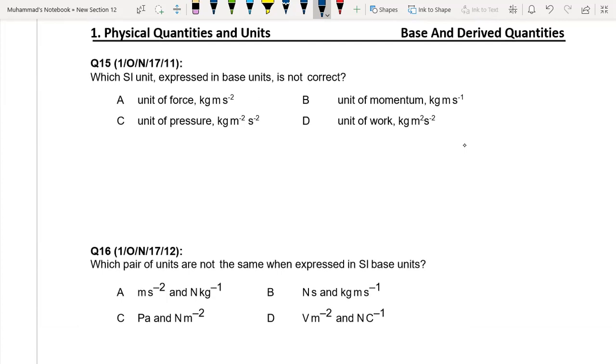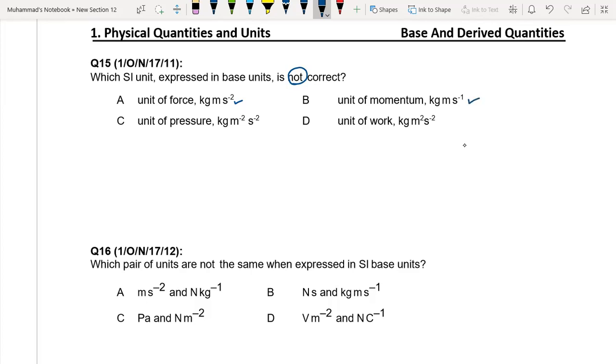Which SI unit expressed in base units is not correct? Be careful about this word "not". Now we have to look for the option which is not correct, okay? The unit of force is kg m s^-2, this is correct. The unit of momentum is defined as mass times velocity, and that is kg m s^-1, this is correct.